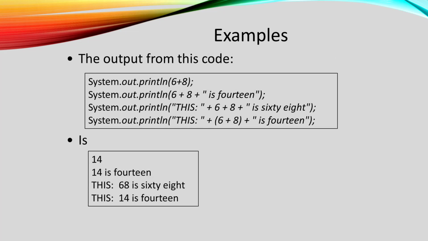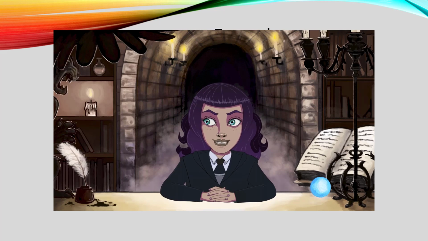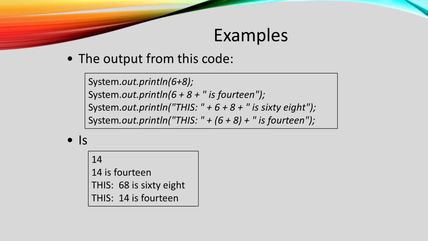Let's look at some examples. Zumi, when we're reading code, what do we do? Be the machine. That's right. Don't think about what makes sense or try to guess the result. Just execute each statement in order, the way the machine does it.